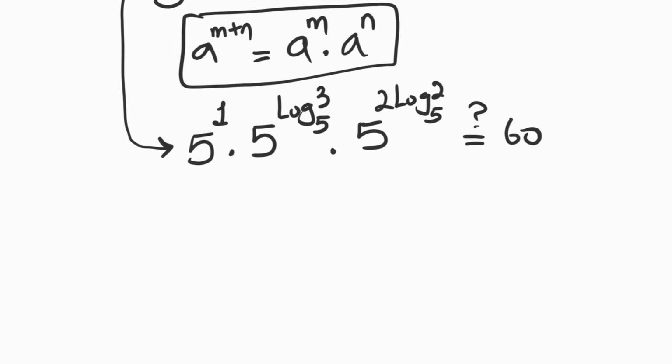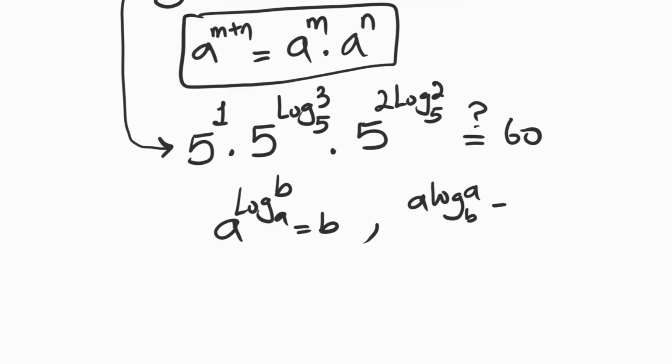Now, from our log rule, we know that a raised to the power log of b base a is equal to b, as well as that a log b base c is equal to log of b raised to the power a base c. So the a goes up there, log of b raised to the power a base c. Okay?